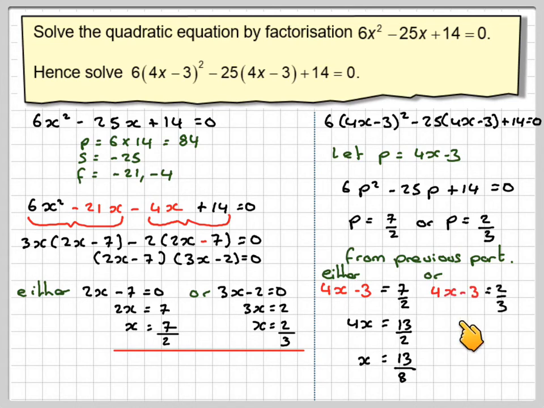Or 4x minus 3 is 2 over 3. 4x is going to be, if you add 3, 11 over 3. Dividing by 4, again using the fraction button on your calculator, you're going to have that x is 11 over 12. So the final two answers for the last part are x is equal to 13 over 8 or x is equal to 11 over 12.